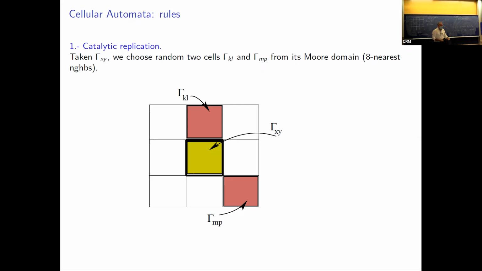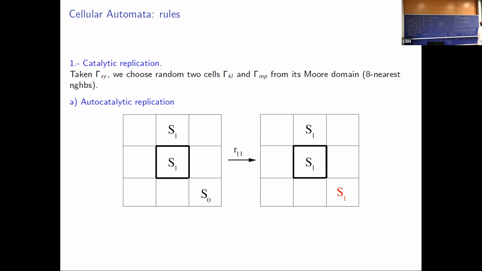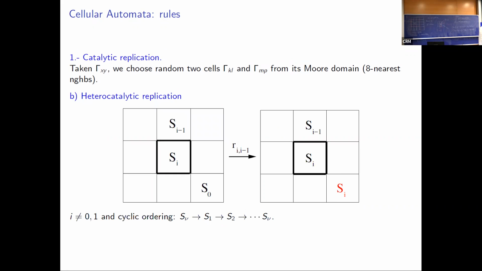If I wanted to do the same with hetero-replication, let me explain here because I think it's too long. The second rule is hetero-catalysis. You can imagine it's going to be the same, but here you have S1, here you have S2, and here is empty. Or you have S2, S1, empty. The same, with a probability, which is going to be R112 or R21, depending on the one I chose. And this is going to be the second part. So this one here, autocatalytic. Here, heterocatalytic with this probability.